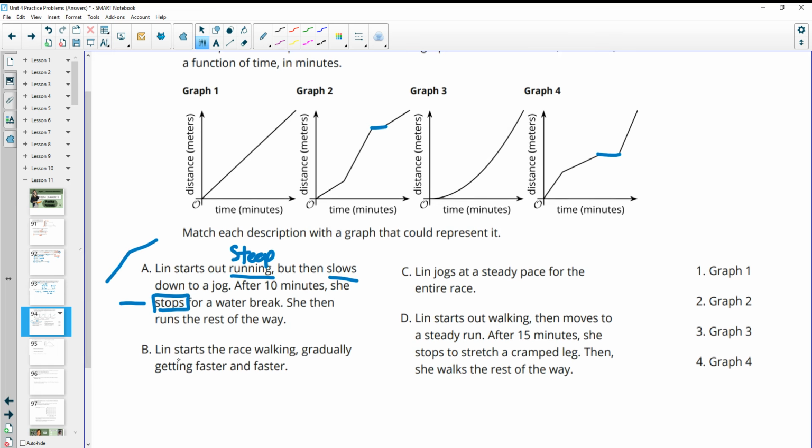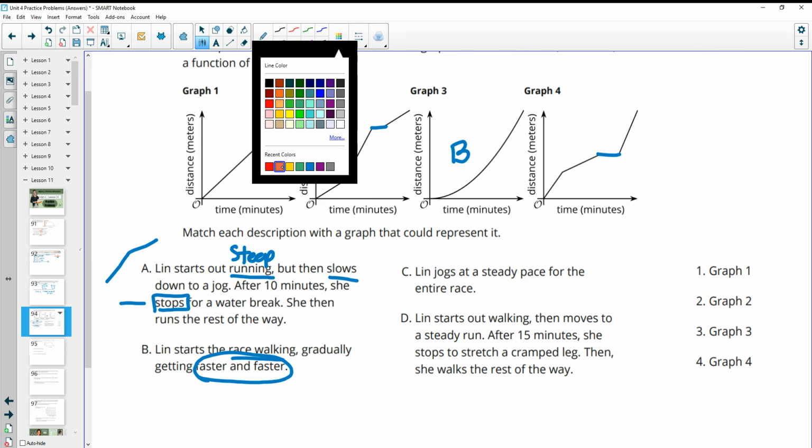Part B says that Lynn starts the race walking and then gradually gets faster and faster. So that means that this isn't going to be a constant slope. Okay, it's not going to be this straight line where it's the same the whole time. She's going to start out slow and then get faster and faster and faster. So that matches graph number 3. So B would go with graph number 3.